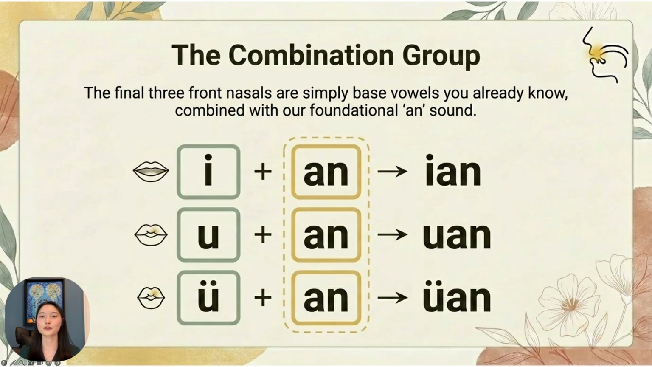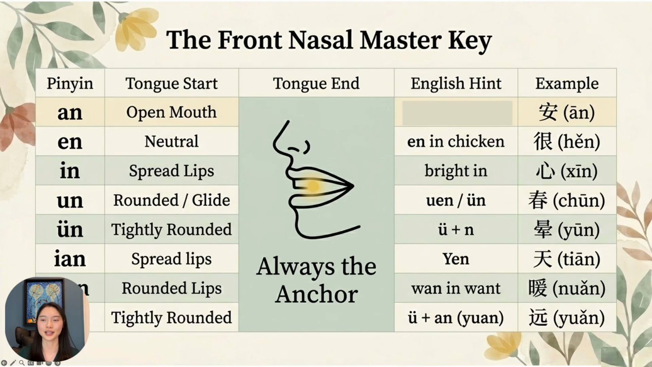Now, let's look at the three more front nasals. These are simply combinations of vowels you already know, plus an. You can also call this group compound front nasal finals. I, an, yan. U, an, wan. Yu, an, yuan. Let's hear them all with their example words.